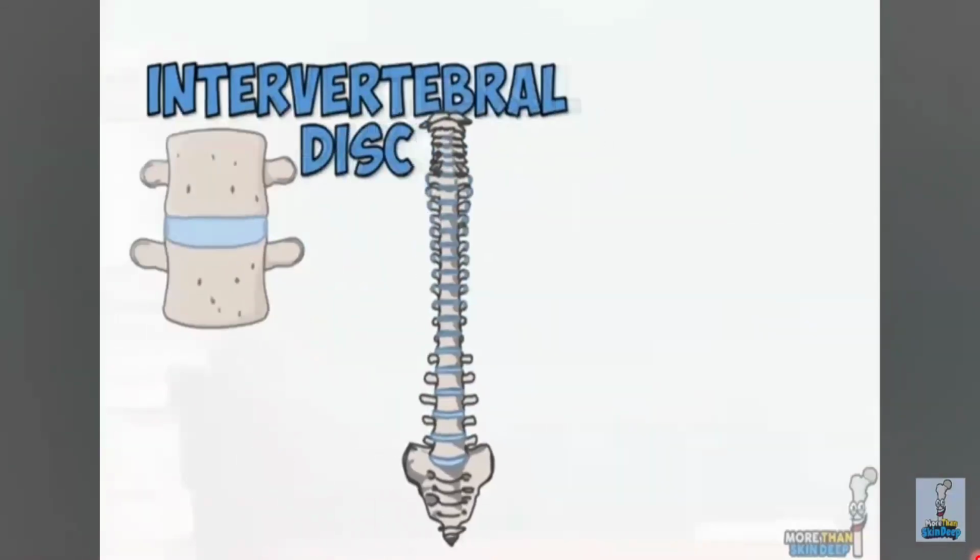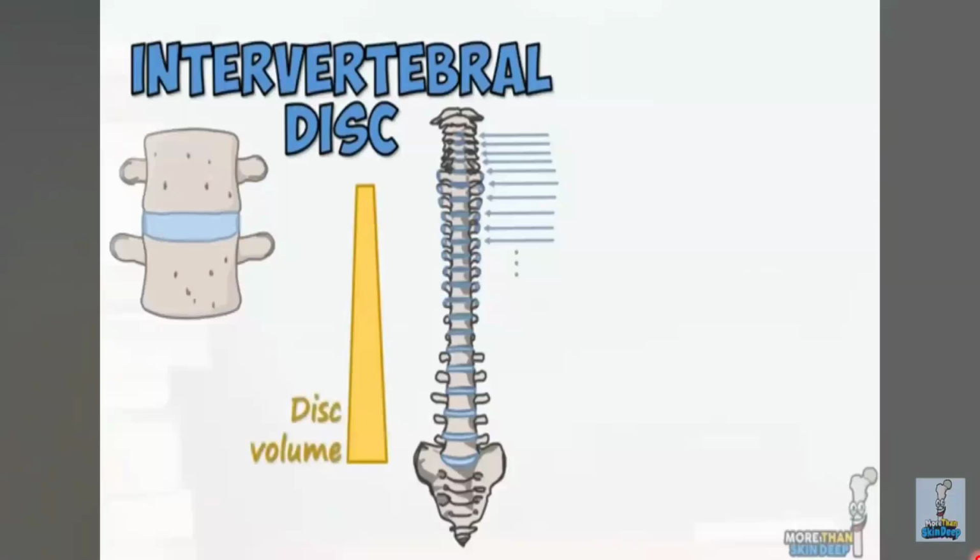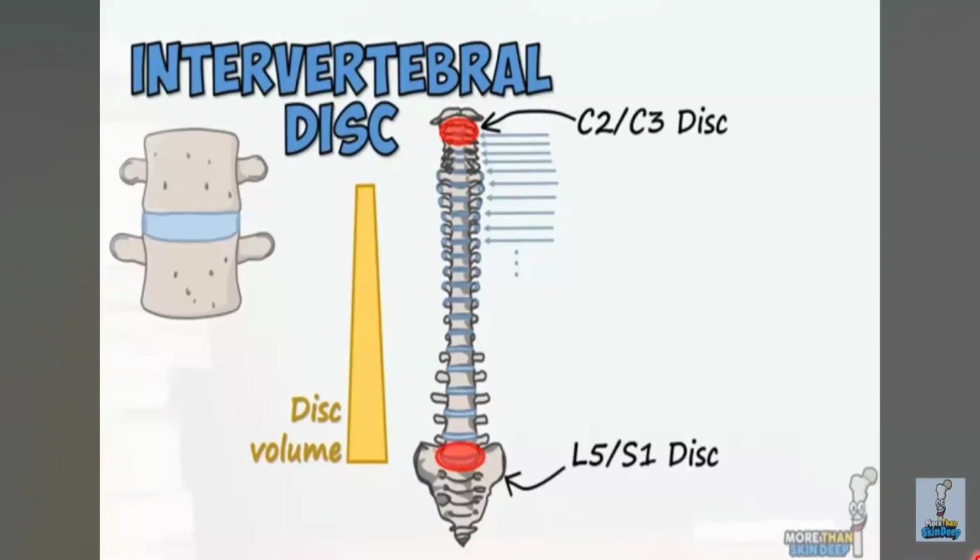There are 23 intervertebral discs, the most superior lying between the second and third cervical vertebra, and the most inferior lying between the fifth lumbar vertebra and the sacrum. Although there's some variation, the discs generally get larger as you move down the spinal column. We name the intervertebral discs after the vertebrae they connect, for example, the C2-C3 disc or the L5-S1 disc.